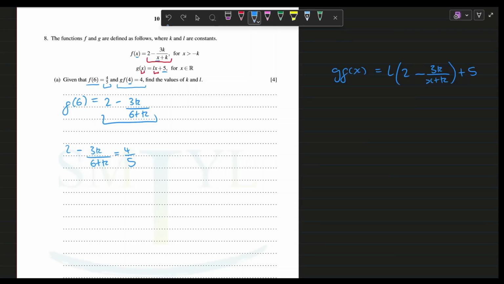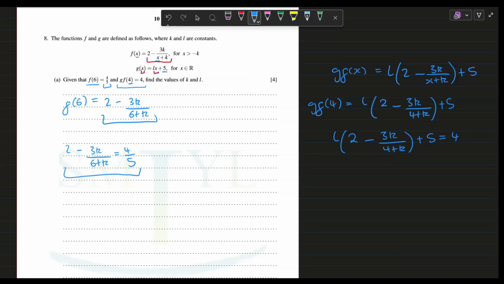And now let's replace our x with a 4. So g f of 4 is going to be L times 2 minus 3k over 4 plus k, plus 5. Okay, and we know that this must be equal to 4. I think the best way to go about this is to solve for k using this equation, and then once we've got k, we can substitute it into the second equation to then find L.